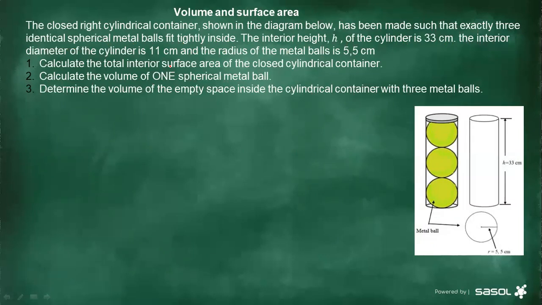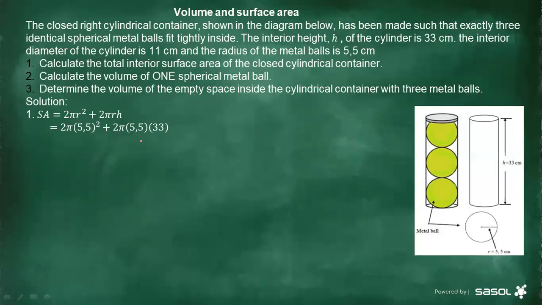Calculate the interior surface area of a closed cylindrical container. Let's calculate the surface area. You write the surface area of a cylindrical container. We then substitute the value of R, the radius, which is 5,5, and then the height is 32.